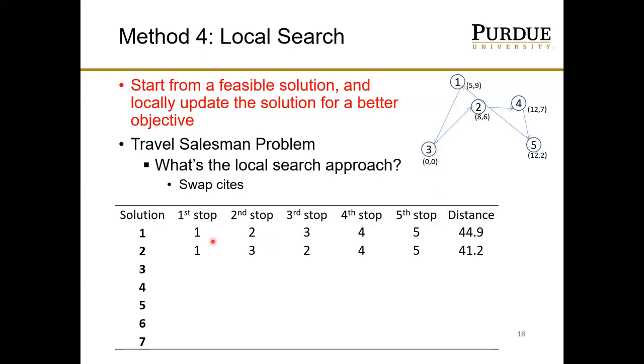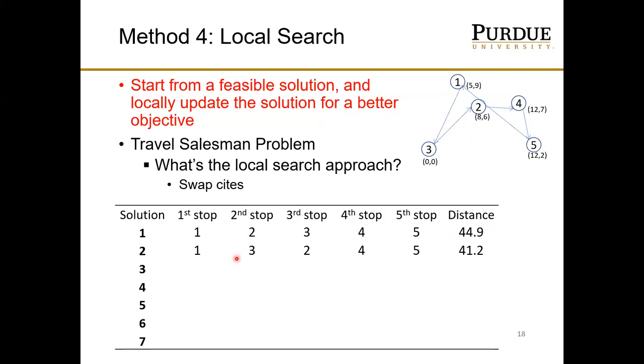So the first solution is 1, 2, 3, 4, 5, something like this, right? For this solution, we compute each distance: 1 to 2, 2 to 3, 3 to 4, 4 to 5, and 5 to 1, and then we add these 5 segments together. We get 44.9 kilometers. That's the distance. And then for the 2nd iteration, I'm alternating between these 2 solutions. You can see what is changed: the 2 and 3 are swapped. From the 2nd solution, we can also evaluate the distance. That would be 41.2. So we actually get a better solution, right? So we want to keep it.